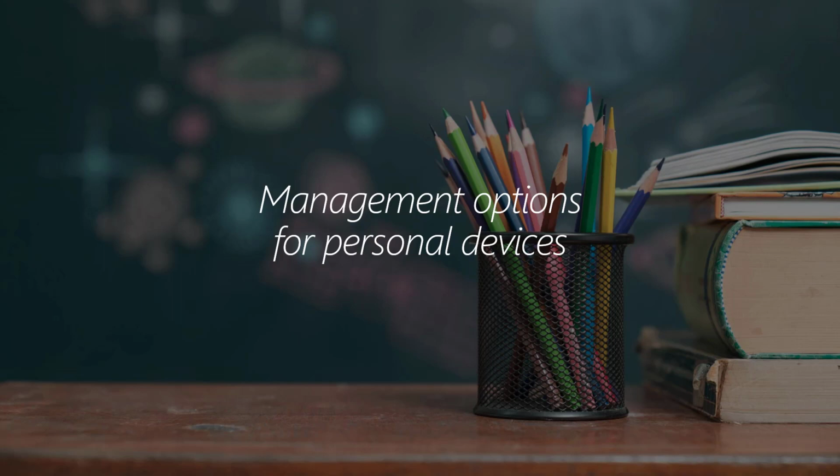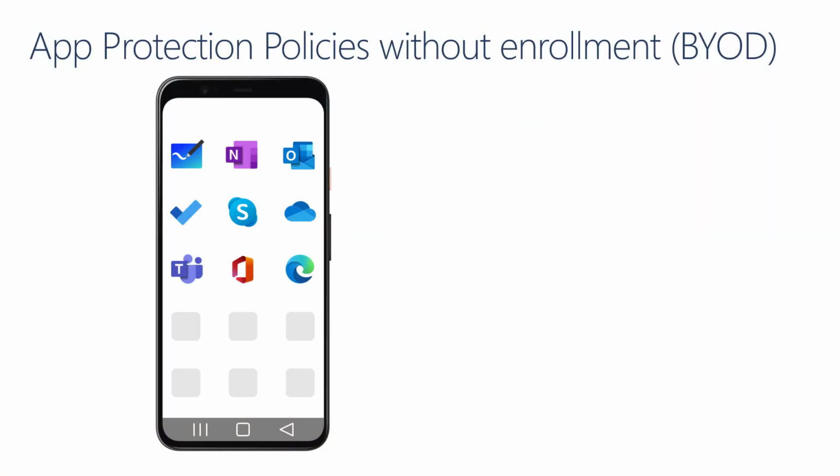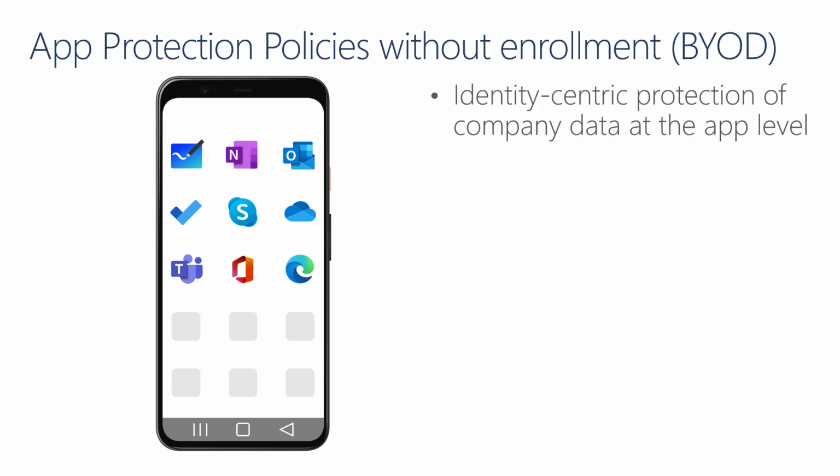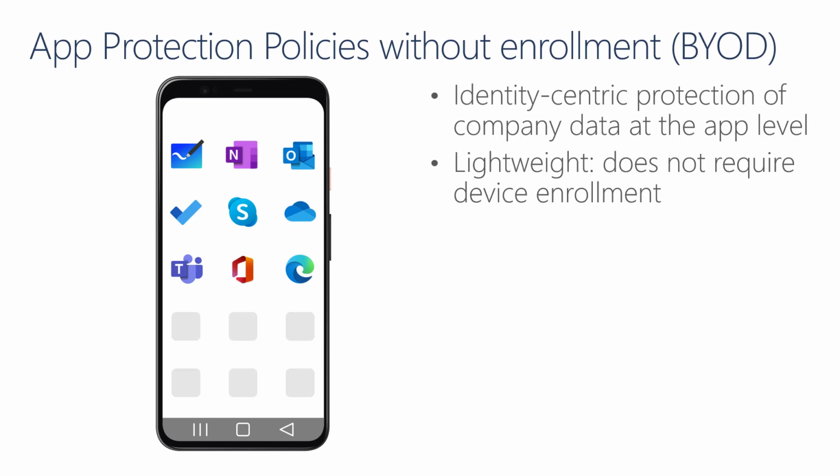Let's take a closer look at the management options for personal or BYOD Android devices. Starting with app protection policies without enrollment. This management option is all about protecting company data at the application level. Users download and install applications directly from the Google Play Store that are enabled for app protection policies, and when they sign into those applications with their work or school account, it applies the application protection policies that are assigned to them and the applications that they're trying to use. It is fairly lightweight, since it does not require the additional steps to enroll the device into mobile device management.